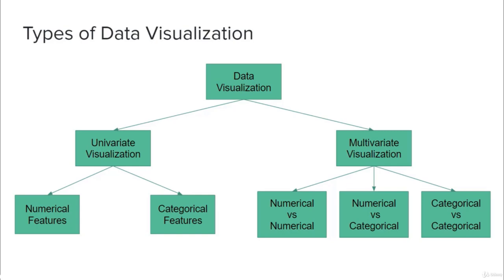We have studied types of data visualization in statistics. Let's go through them once more so that we can have a better understanding of what we're trying to visualize. For data visualization, we have 2 types: univariate and multivariate. Univariate is further divided into numerical and categorical features, and in multivariate we're taking 2 features and plotting them against one another. We have numerical versus numerical, numerical versus categorical, and categorical versus categorical. So this is the hierarchy for data visualization, which we're going to use to implement in Python.